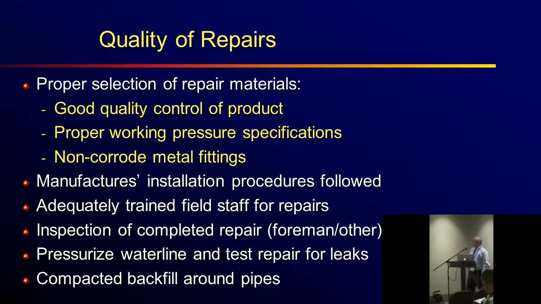Quality of repairs is proper selection of repair materials, get good quality product, the proper working specifications, and deal with non-corrode metal fittings if it's metallic pipe. Check the pressure settings, particularly if you've got high pressure systems. Make sure it's spec'd properly. Manufacturer's installation procedures, adequately trained staff for repairs.